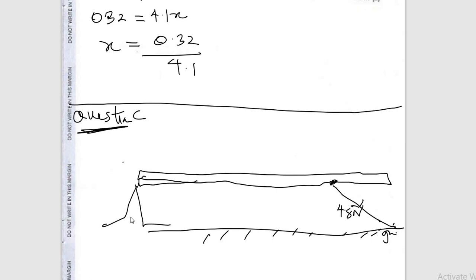Now, there's a spring somewhere here. According to this question now, this string of 4.8 newton, they cut it off. So what do you think will happen when this thing is cut off? This beam will rotate up. When the string is cut off, this string of 4.8 newton is no longer there. According to the question, this spring now extends upward.